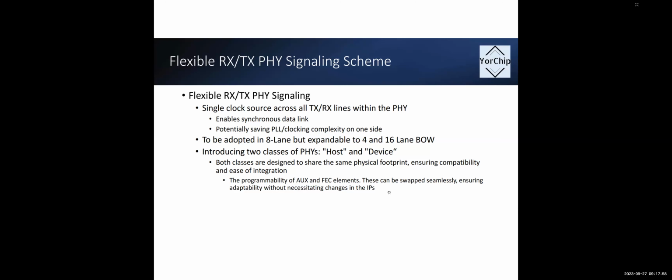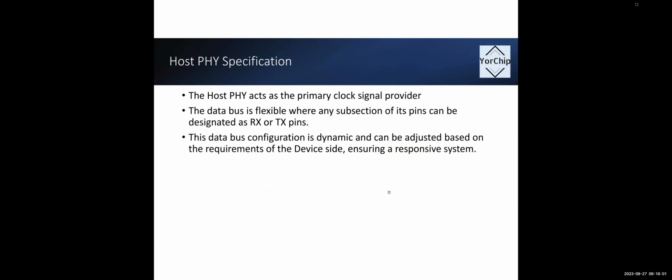Now, what does each of these mean? A host PHY, as we are defining it, is a primary clock signal provider. It's the side that has the clock and transmits the clock, so it has the root clock, as you mentioned. The data bus for the host IP should be flexible to have either TX or RX on any of its pins, so any of its pins should be configurable to one or the other mode. It has to provide that flexibility because it technically has to support any device PHY.